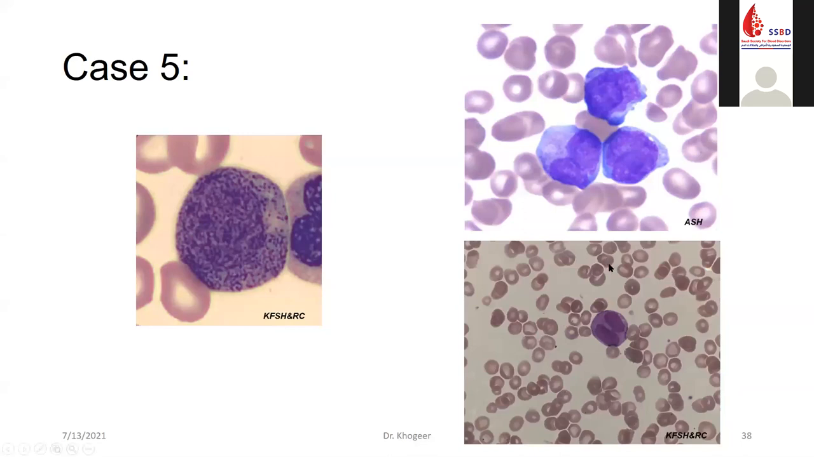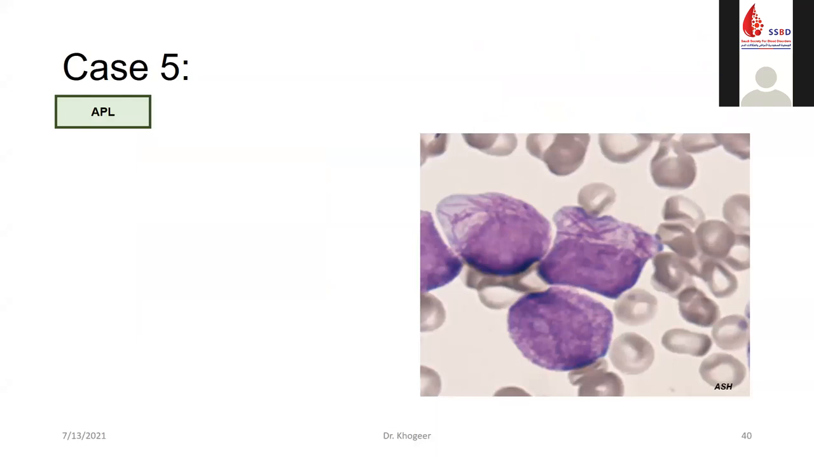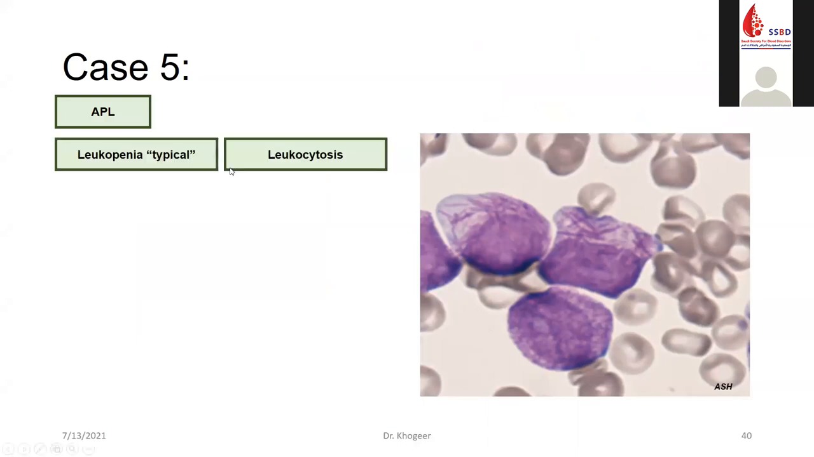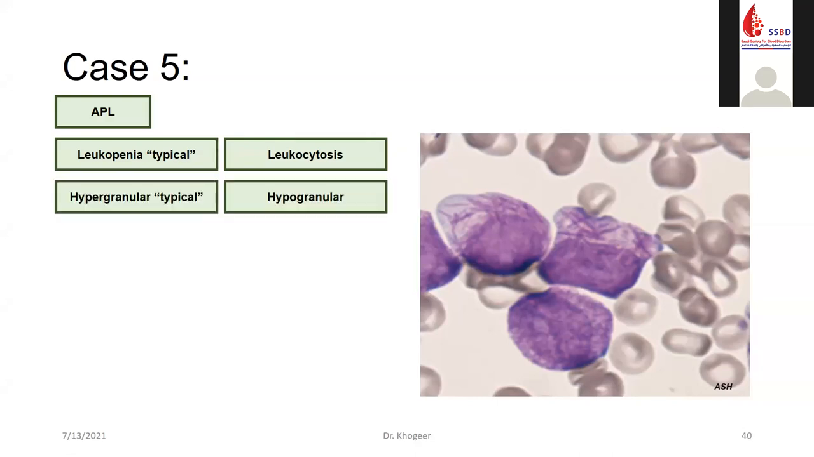In the macrogranular variant of APL, very few granules may be visible, like in this picture, and those granules present may be very fine. So this patient has APL, and patients with APL typically present with leukopenia and a variable degree of anemia and thrombocytopenia. However, some cases can present with leukocytosis, especially in the microgranular variant. APL can be subdivided into two morphological features: hypergranular, which is typical, and hypogranular, a microgranular or variant APL.